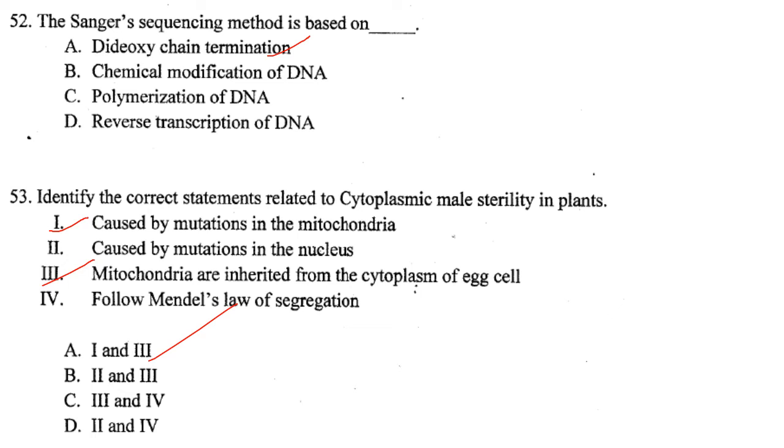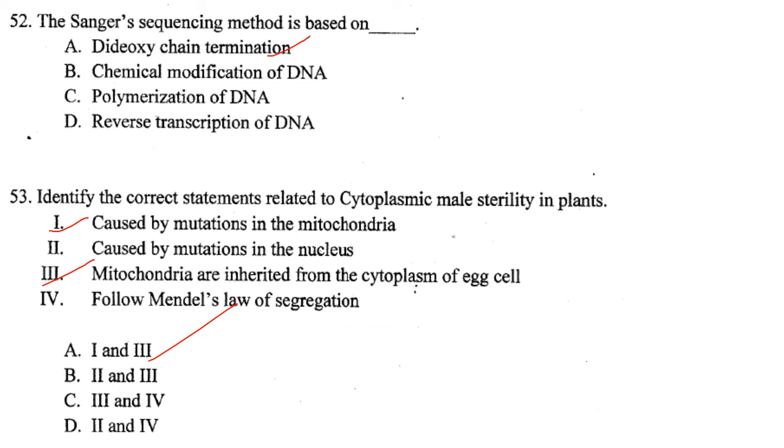The Sanger sequencing method is based on dideoxy chain termination. Answer is option A. This is a repeated question. Identify the correct statement related to cytoplasmic male sterility in plants. It is caused by mutations in the mitochondria. That is correct. Then caused by mutations in the nucleus, no.